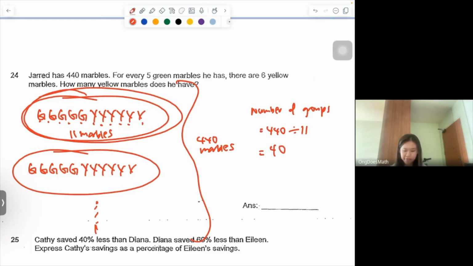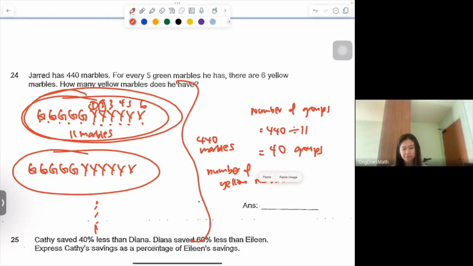So you already found out that there are 40 groups. And each group has how many yellow? Each group has 1, 2, 3, 4, 5, 6. Each group has 6 yellow. So to find the number of yellow marbles, we just take the number of yellow marbles in one group times the total number of groups, which is 40. So that will be 6 times 40, which should give you 240. I hope things are clear.